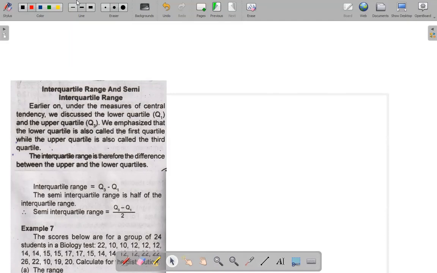In this lesson, we'll be looking at interquartile range and semi-quartile range. Recall from one of our previous classes where we talked about quartile. We said that when a given set of data is divided into four equal divisions, we call it a quartile, such that we have the first quartile Q1, the second quartile Q2, which is also known as the median, and the third quartile, which is known as the upper quartile.